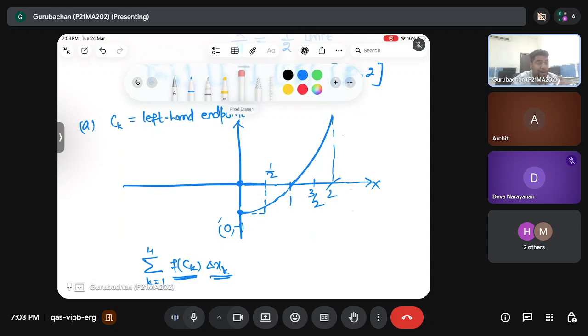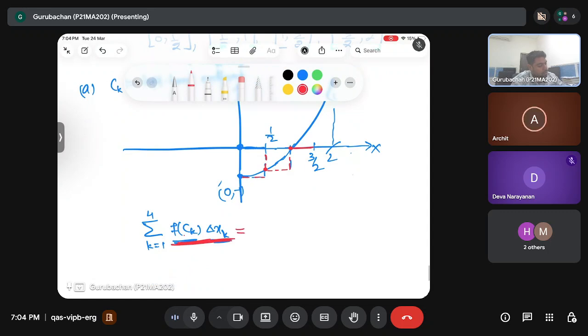Now what about at half? This is the value. So what will be the rectangle? Like this, correct? Is it visible? In the same way, when you talk about 1 to 3 by 2, what is the left hand point value? 0. So 0 into anything is 0, so the rectangle is the line itself. Understood?